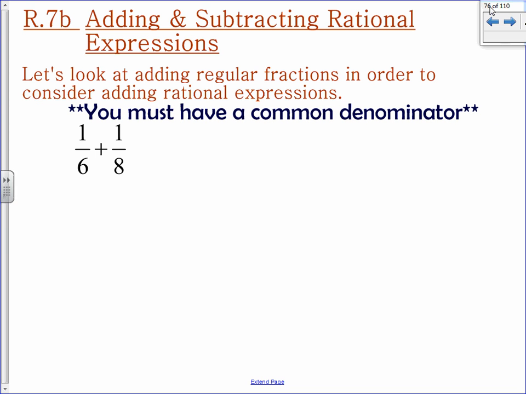And this was challenging back when you were doing it with regular fractions. Believe it or not, it might still be. But it becomes more challenging as an algebraic exercise. So that's what we're going to be focusing on today.